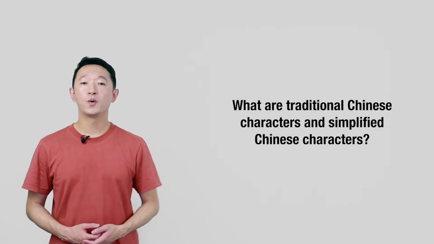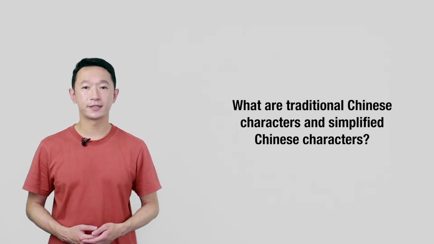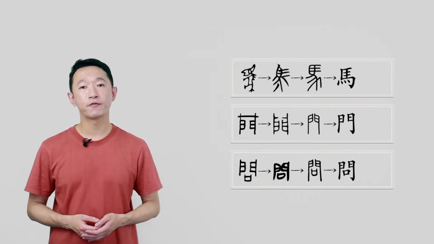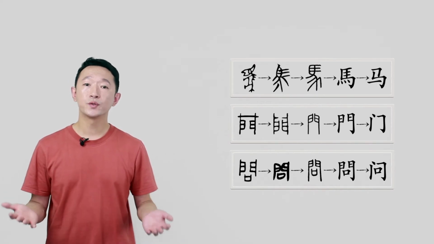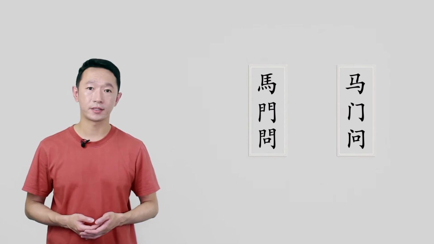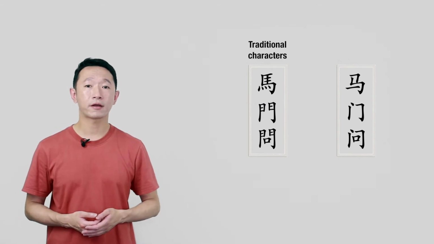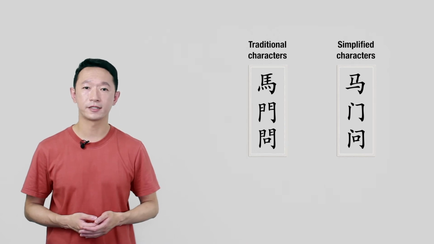Question 2. What are traditional Chinese characters and simplified Chinese characters? Chinese characters are at least 3,000 years old and have changed over time from their earliest forms to the versions used today. There are 2 standard character sets in the contemporary Chinese written language. These characters on the left are traditional characters. Those on the right are simplified characters.